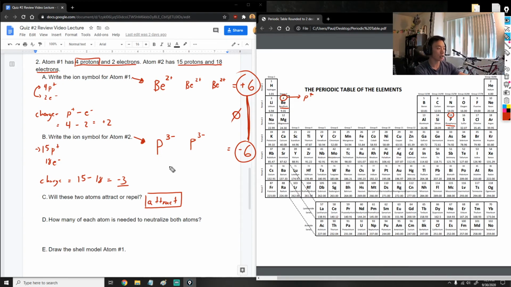Okay, so how many of each atom did we use? There's 1, 2, 3 Be2+, and we used 1, 2 P3 minus. And so there you go. That's how many of each we need to balance out the atoms.